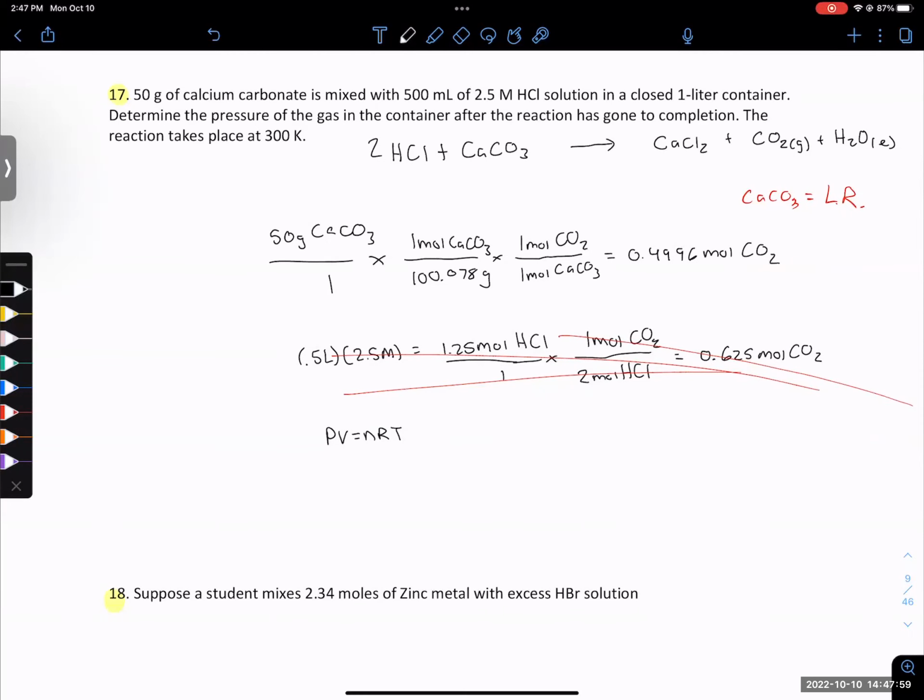And what we're going to add here, we're looking for pressure, so P is equal to nRT over V. And then we add everything we have. So 0.496 moles of CO2, right? Times the 0.0821 constant. I'm not going to write the units out. This is at 300 Kelvin, so that's our temperature. And then what's the volume here?